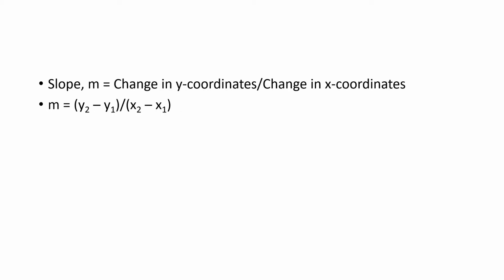For example, you can see that the slope is given with the help of a formula. The formula is change in the y coordinate divided by change in the x coordinate. That is slope, and it could be denoted as m. In this case, change in the y coordinate means y2 minus y1 and change in the x coordinate means x2 minus x1. So here slope could be found out with the formula y2 minus y1 divided by x2 minus x1.